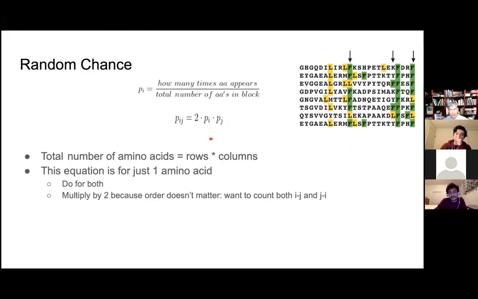We then multiply that by 2 because this math is treating them as independent events, so the order is mattering, but we don't want that order to matter. So we want to include phenylalanine being drawn first and leucine, and then also leucine drawn first and phenylalanine. So we multiply by 2 to include both of those probabilities.